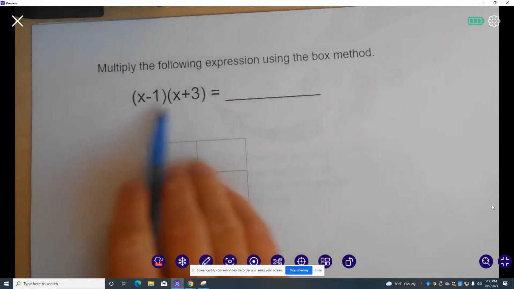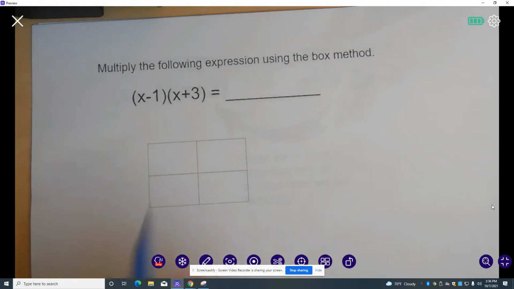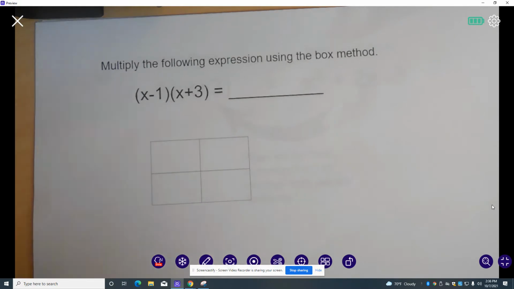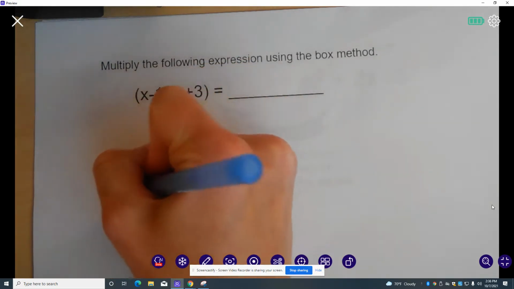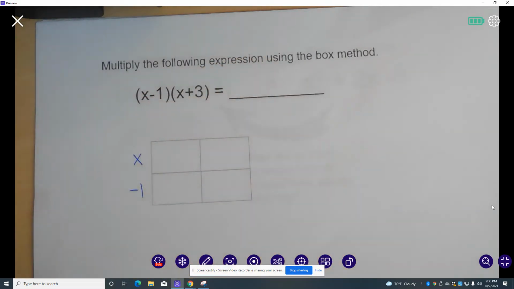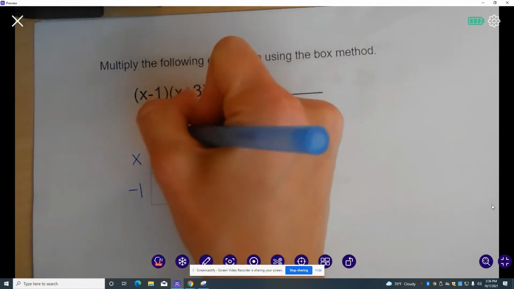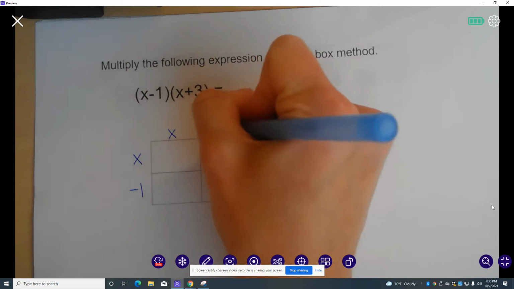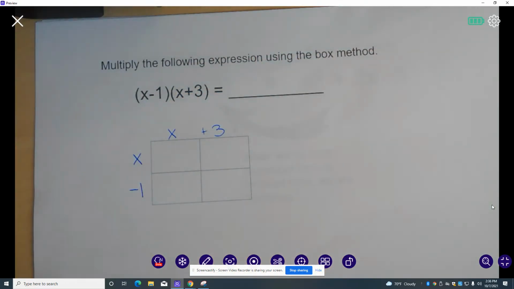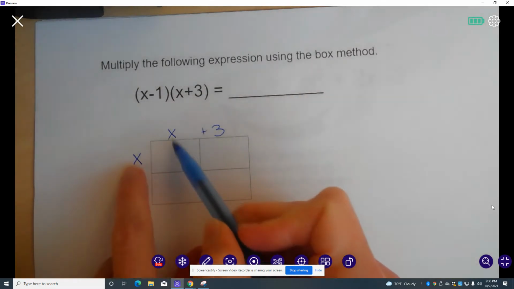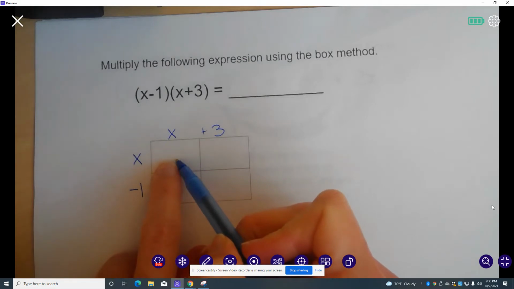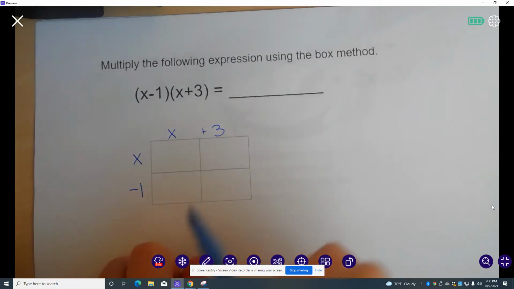Okay, so we're going to multiply this out, and I've created a box here. You take one of your factors, x minus 1, and you write that on the side of your box. You take your other factor, x plus 3, and you write that on the top of your box. This might start to look familiar. So to multiply this, we're going to multiply each row and column together to get each entry in each box.